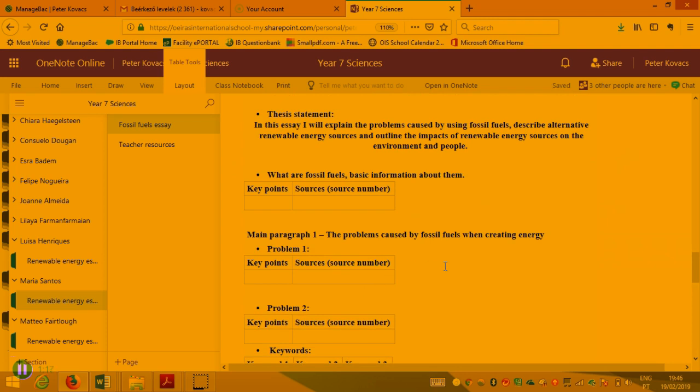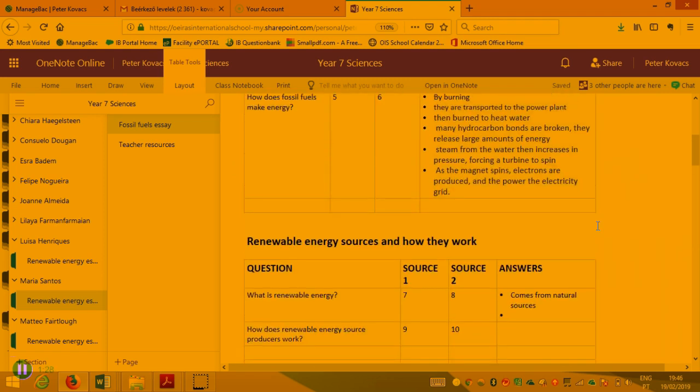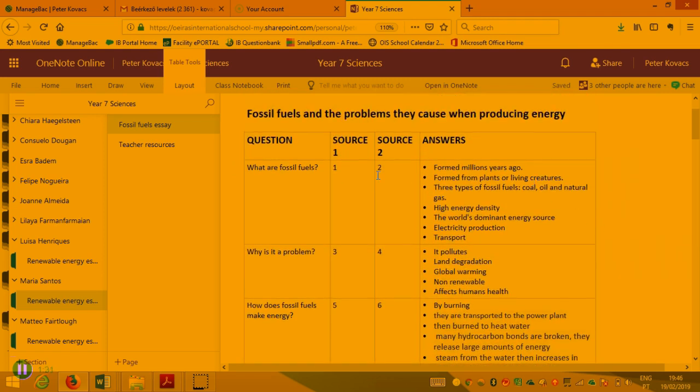Okay, so let's say that I want to fill out this table over here with the information about what fossil fuels are. Now what I would do, I would scroll up to my questions here about fossil fuels, and I would see where do I find some basic information about fossil fuels and what they are. Well, I see that I have two nice and good pieces of information here. Actually, really three. They were formed millions of years ago, formed from plants and living creatures, and there are three types of fossil fuels. So let's say I want to include this information in my key points down there.